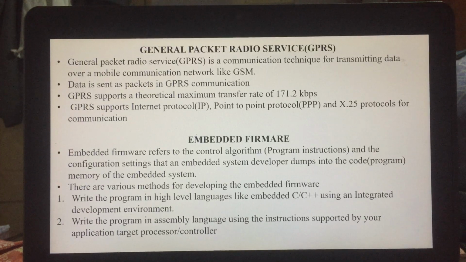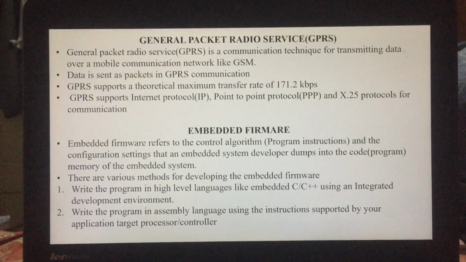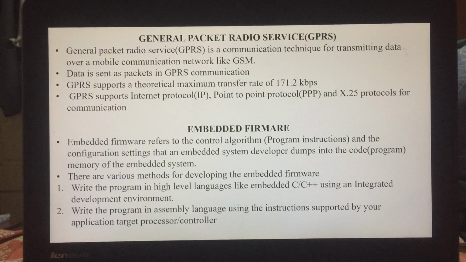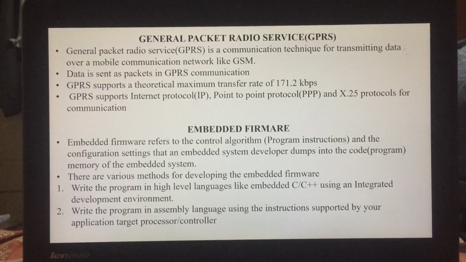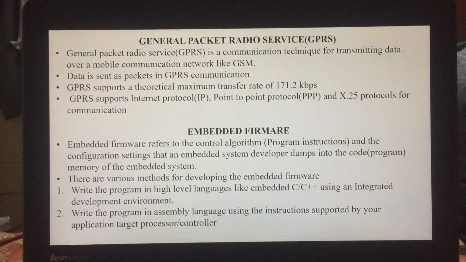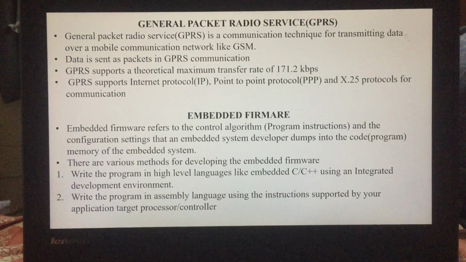GPRS has a radio channel. That means it uses radio waves for communication. This radio channel is shared between several users and it is not dedicated to a cell phone user. This channel is divided into 8 time slots. Data transmission is done on the available channel.